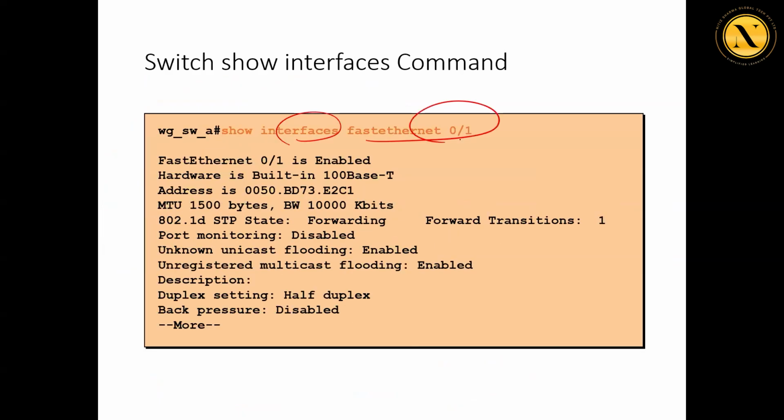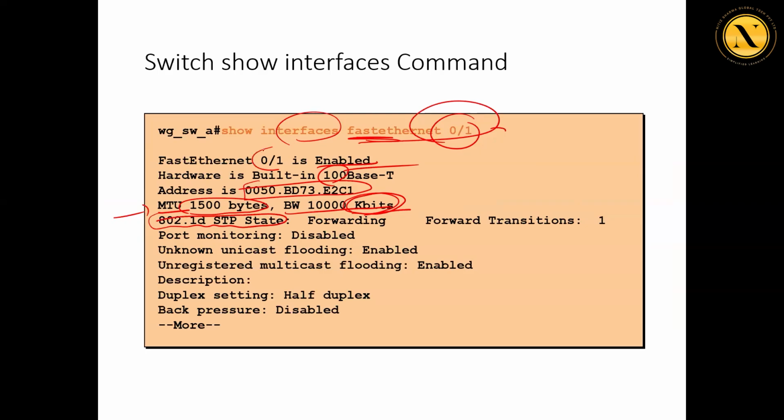Show interfaces, blah blah. So only about this port it will tell us. This is enabled. Speed is 100 Mbps. This is the MAC address of this port, right? And all this MTU, maximum transmission unit, these are coming from the factory only by default, right? And whatever bandwidth. Bandwidth is always in terms of kilobits per second. We know it's a Fast Ethernet port, right? 100 Mbps. And look at this 802.1d STP.